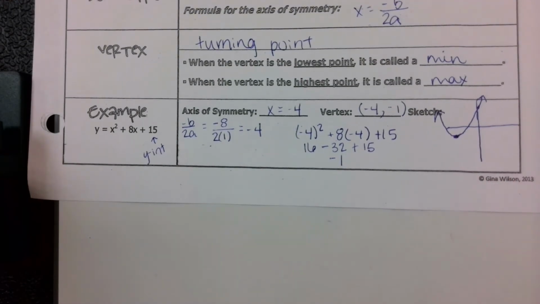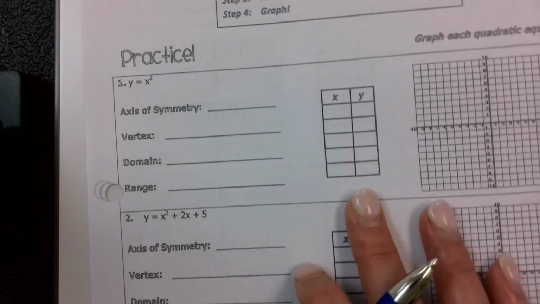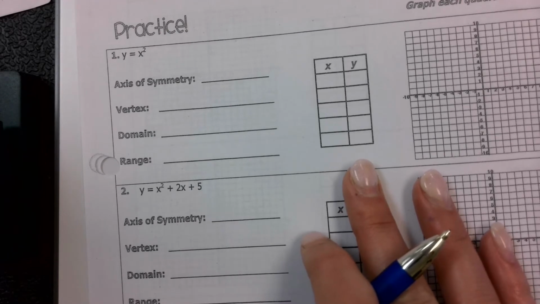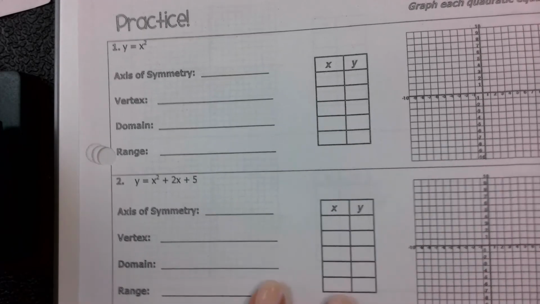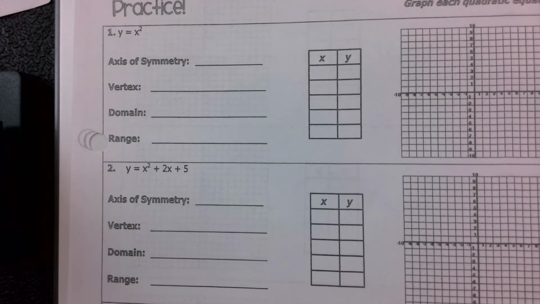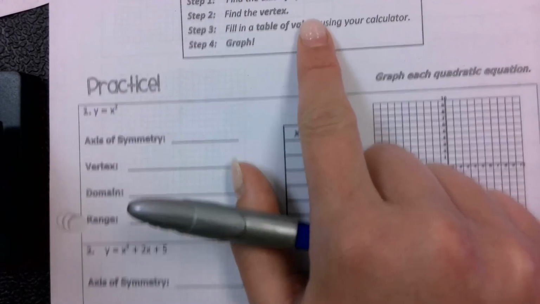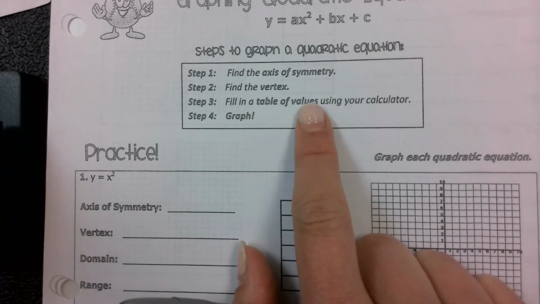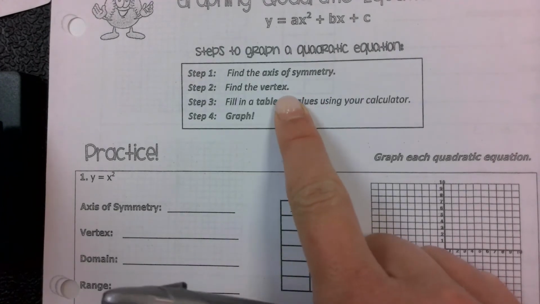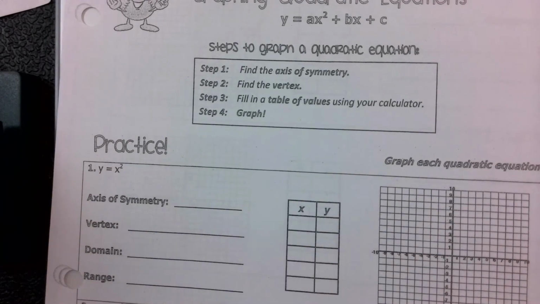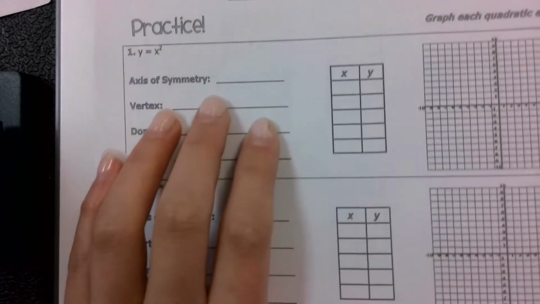Okay. So you picked up this page on the way in. So we're going to graph, and we're going to use those steps that we just did to help us get there, okay? So we'll do a couple of these together, and I'll let you finish the rest on your own. You've got the steps at the top of your page. You're going to start by finding your axis of symmetry. Then you'll find your vertex. Then we'll be able to build a table of values, and then we can graph it based on our points from our table, okay? So very first thing, find your axis of symmetry.